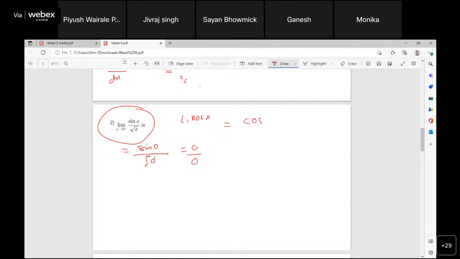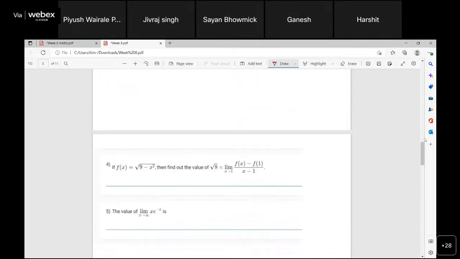Cos x. Individually, we have to take the derivative of the numerator and denominator, right? So the derivative of root x is 1 by 2 root x. Now just put limit x tends to 0. What is cos 0? 1. And 1 upon 2 root 0. So basically it is 0 only, right? So the answer is 0. Simple.